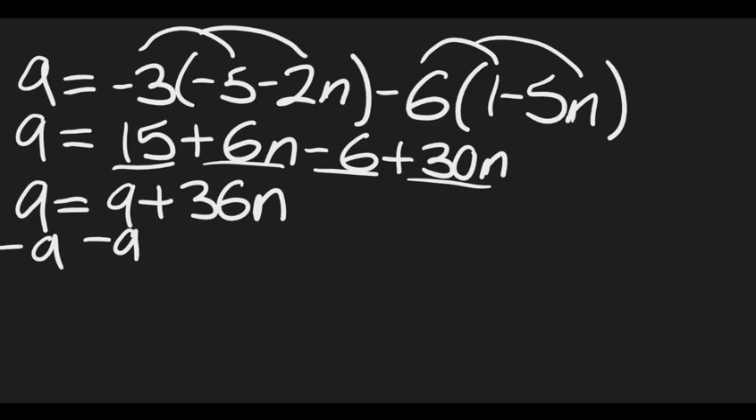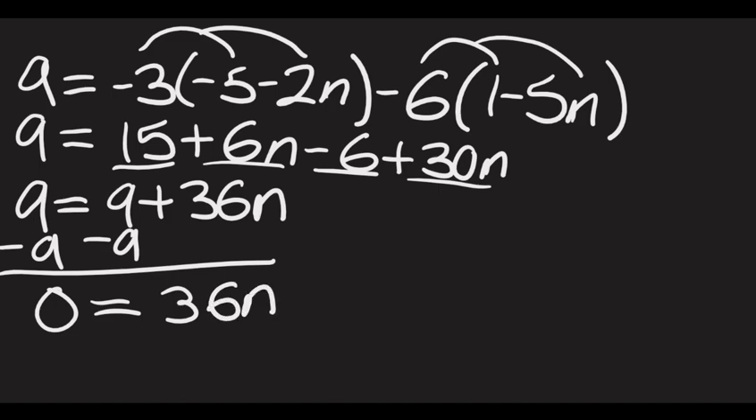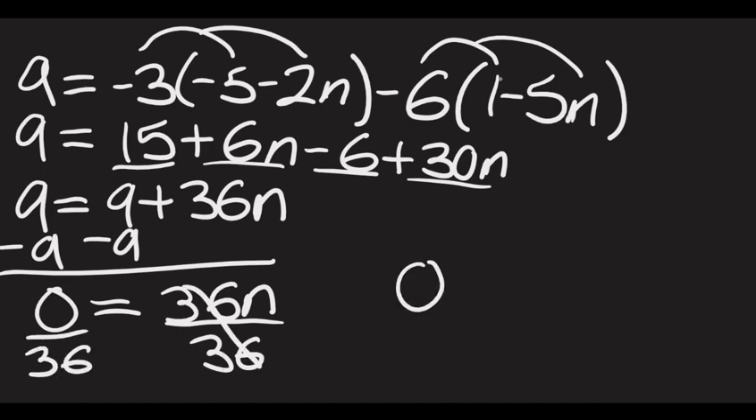Next, we need to subtract 9 on each side. This is going to give us 0 equals 36n. The last step is to divide both sides by 36. And this will give us 0 equals n.